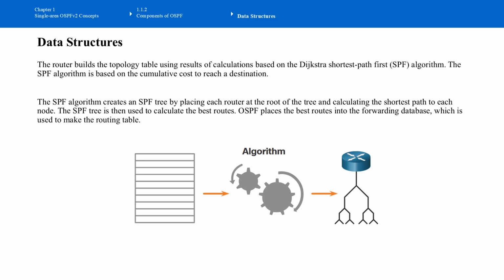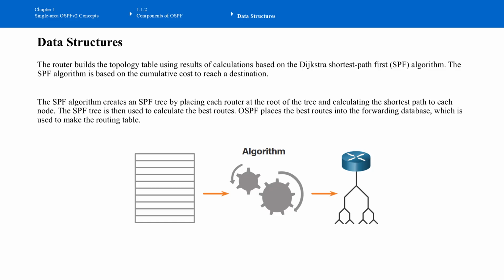Let's look at the figure. On the left is the link state database, which contains all the network topology information. In the middle, the router runs the SPF algorithm. You can think of this as the router analyzing all available paths through the network. During this process, the router assumes itself is the starting point, the root of the network. From that root, it calculates the shortest, lowest cost path to every other router and network. The result is shown on the right as the SPF tree.